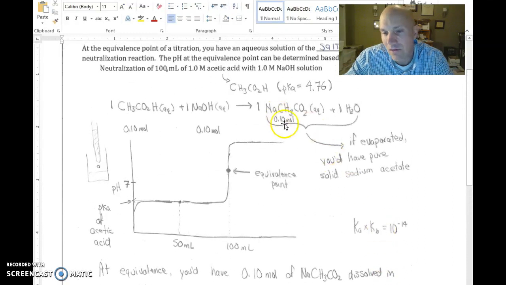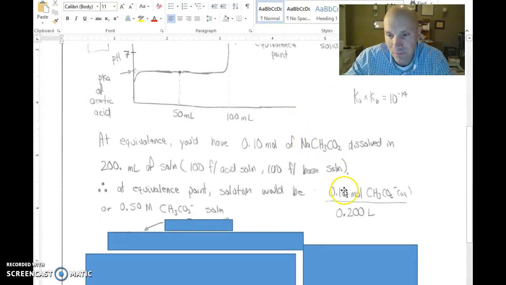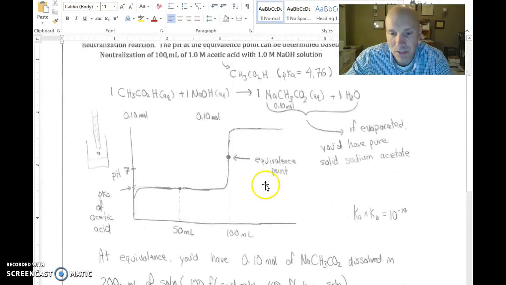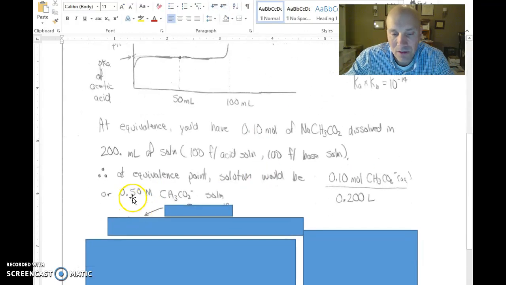So again, if we have 0.1 moles of sodium acetate, remember when this is dissolved, this is an ionic compound, we would have 1 sodium for every one of these. So we would have 0.10 moles of the acetate. So that's what we have here. And 200 milliliters is the same thing as 0.2 liters. And we can do the math on that, figure out that the solution that we have when we're done with our neutralization is going to be essentially 0.50 molar in acetate.